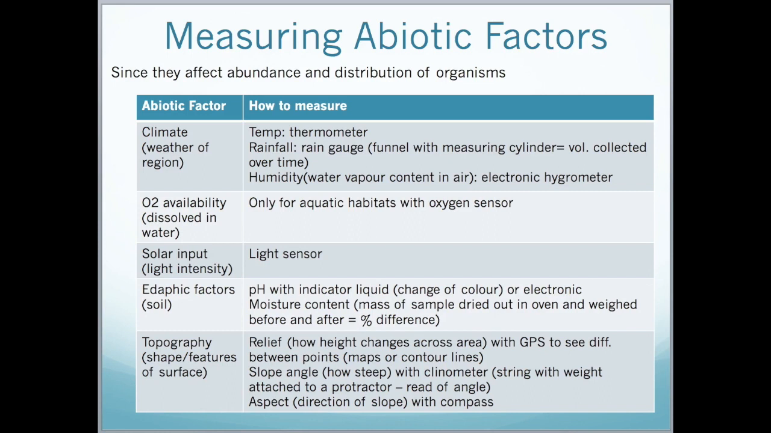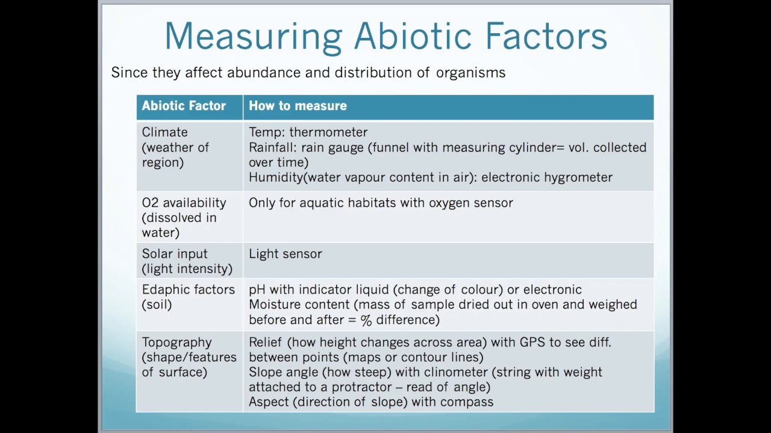We can also measure humidity, so the water vapor content in the air, using an electronic hygrometer. If we want to measure O2 availability, so how much oxygen is dissolved in water, we can use an oxygen sensor, but this only applies to aquatic habitats. We can use a light sensor to measure solar input, so the intensity of the light. We can also look at the content of the soil, so we can use a pH meter, either as liquid, so when it changes color, or we can use one that's electronic.